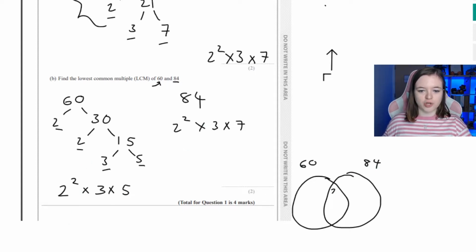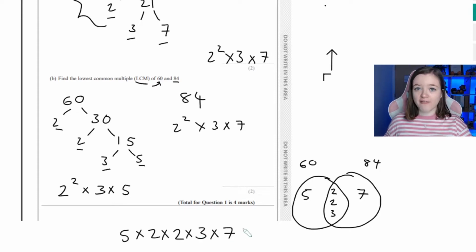We're going to put 2, 2 in here. And then 3 also shows up in both. We put 3 in there, and then 60, we've got 5 in 60, but not in 84, so that goes in the 60 circle, and then we've got 7 in 84, but not in 60, so that goes in there. And then from there, all we need to do for LCM is times all these together. 5 times 2 times 2 times 3 times 7.